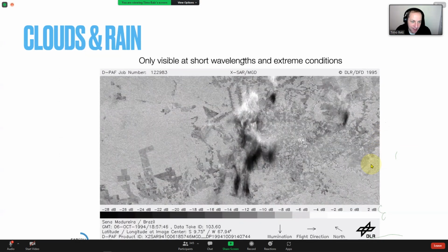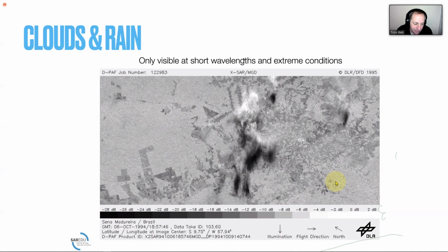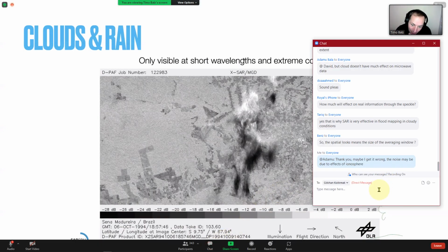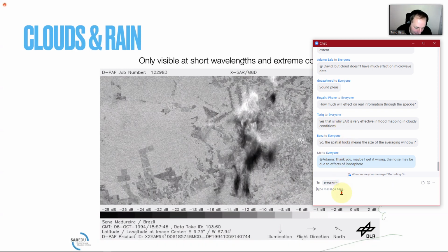Another slide showing you clouds and rain. I like to show these slides because your normal textbook always tells you that SAR is independent of the weather and not affected by rain, which is typically true, but not in all cases. If you have very strong rainfall, like here in Brazil, tropical rain, and you have a short wavelength like X-band, it reacts with the water. We mentioned that before: water is a very good conductor, and SAR reacts very strongly with water.